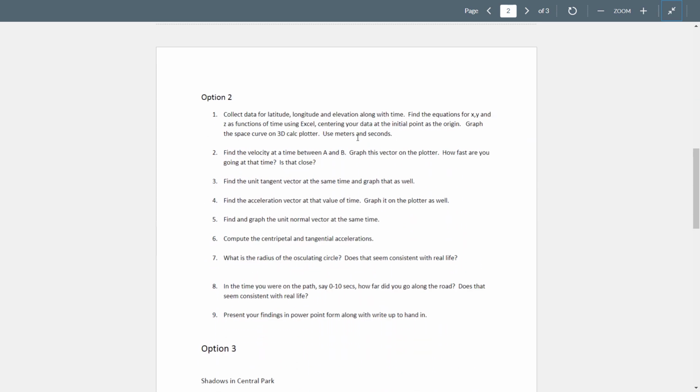Option two, you're going to get latitude, longitude, and elevation along with time. So you're driving on a road. I want it to be a curvy road, like say you're going around the on ramp to get on the highway. And so basically, you'd be driving along a space curve in essence.